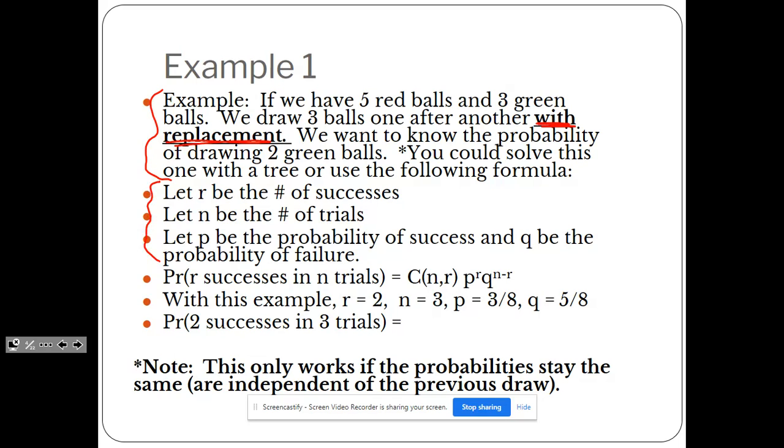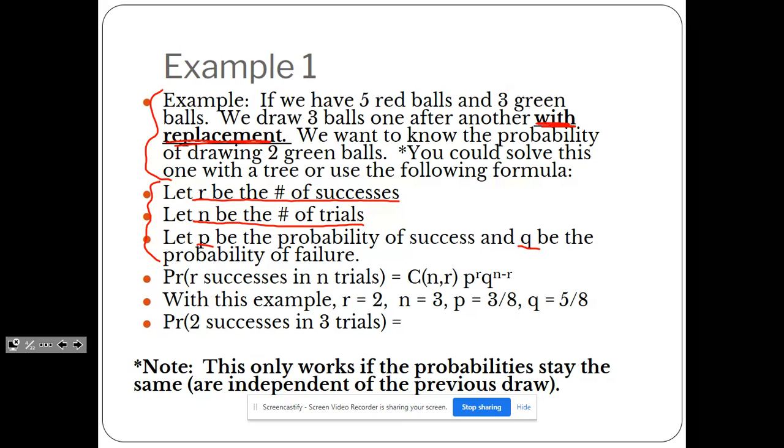Some things in this formula. We're going to say R is our number of successes, N is our number of trials, P is our probability of success, Q is our probability of failure.